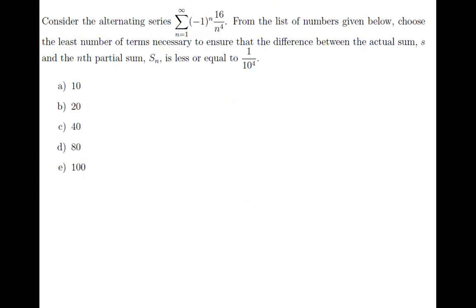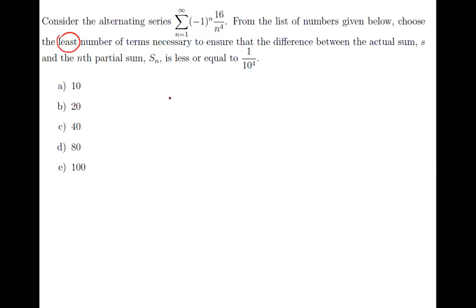Consider the alternating series, sum of (-1) to the n times 16 over n to the power of 4. From the list of the numbers given below, choose the least number of terms necessary to ensure that the difference between the actual sum and the nth partial sum, s sub n, is less than or equal to 1 over 10 to the power of 4.